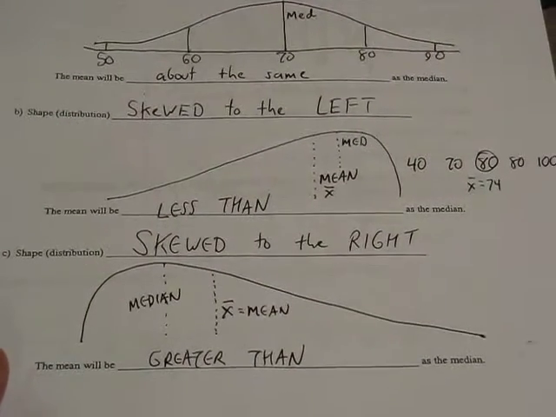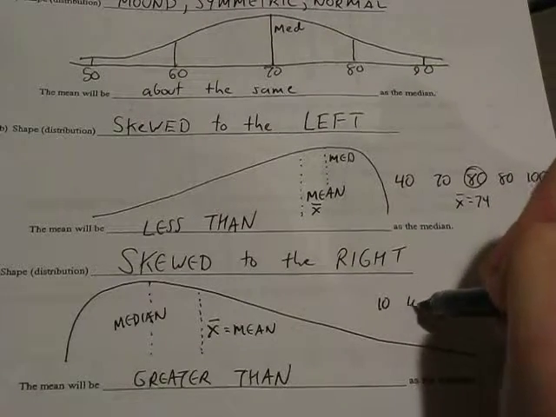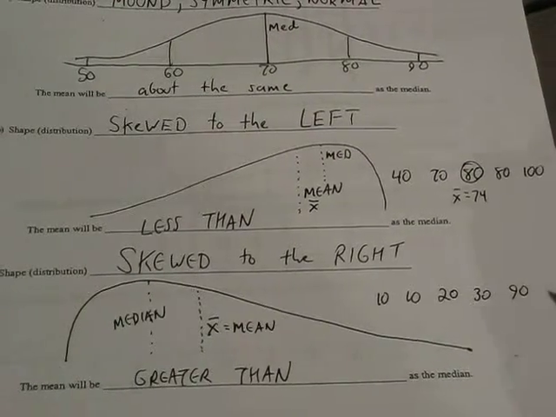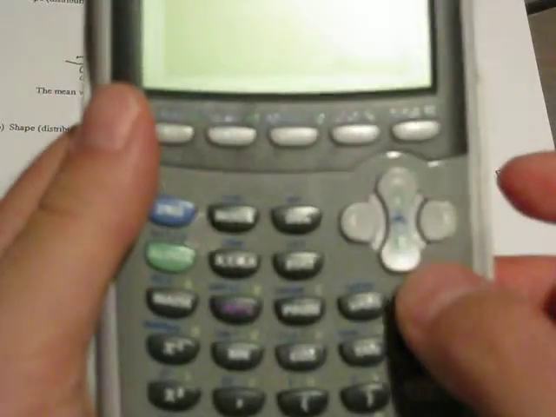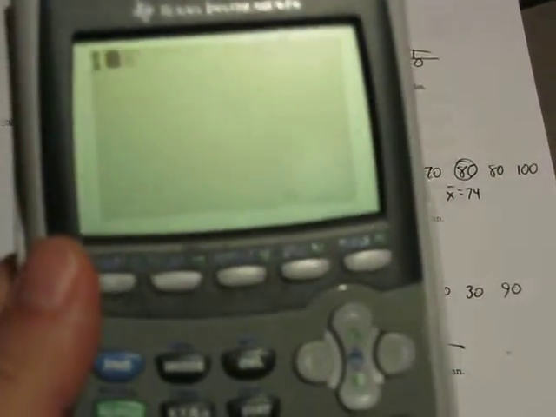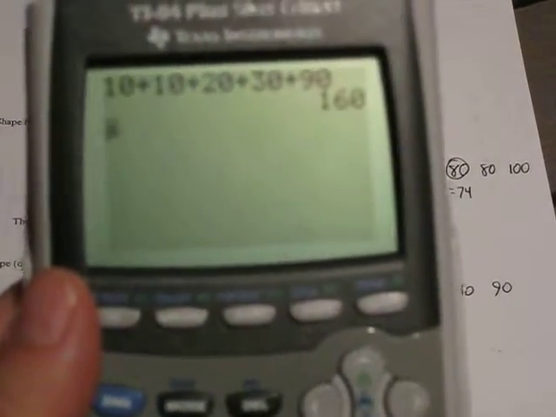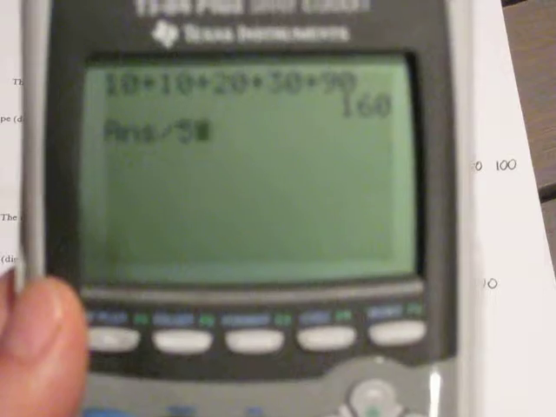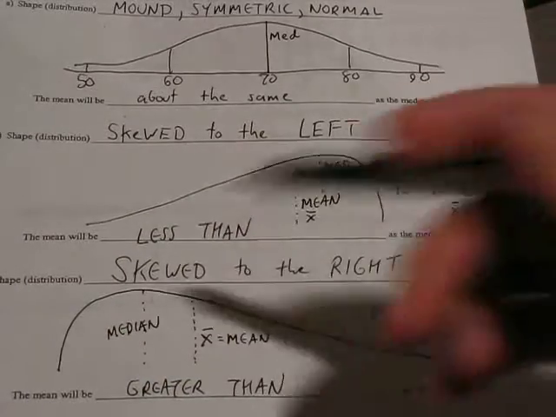Now let's look at a set of data that is skewed to the right. Let's say we have some low scores. We have a 10, we have a 10, we have a 20, we have a 30, and we have a 90. So there's a lot of low scores and one score that gets this tail dragged to the 90. Well, let's add these numbers up and see what they say. 10 plus 10 plus 20, and 20 is my median, plus 30 plus 90. That adds up to 160. If I divide that by 5, that's the total number, I bet that's going to be higher than 20, and it is, 32. So the average is higher than the middle score.